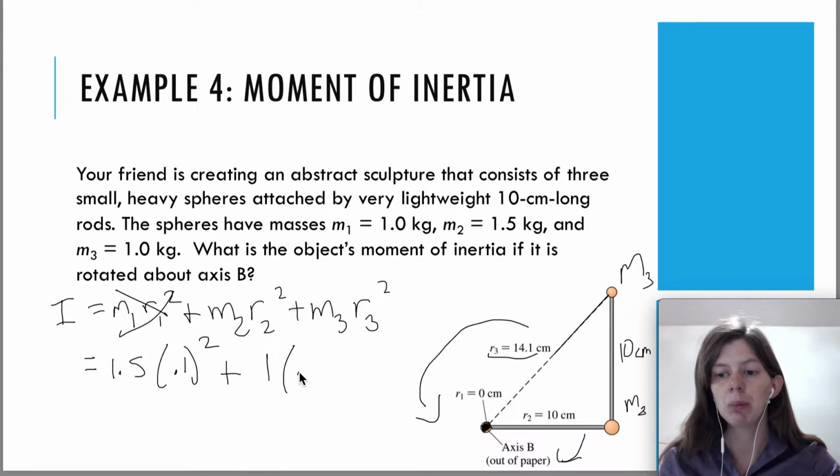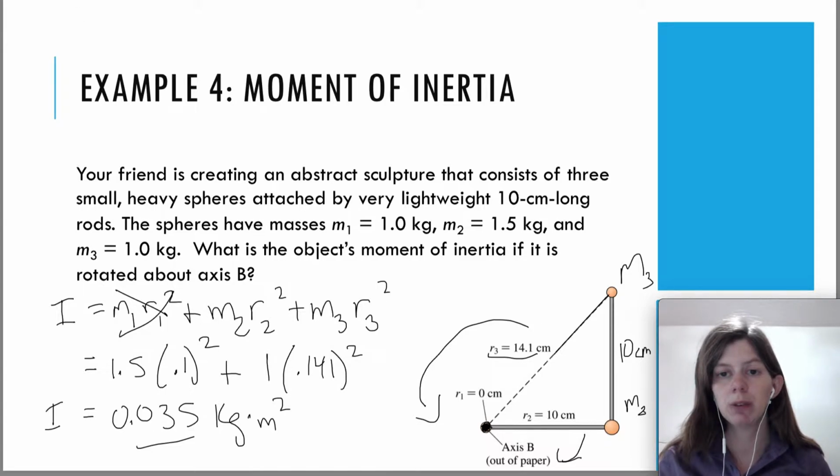So that's going to be 0.141 squared times the mass of 1. We add all of this together, and I got 0.035 kilograms times meter squared. So what this means is that when you rotate this object about this axis versus axis A, it's going to be harder to rotate in this case because the moment of inertia is bigger. And that's because mass 3 is further away from the axis than it was in the first part.